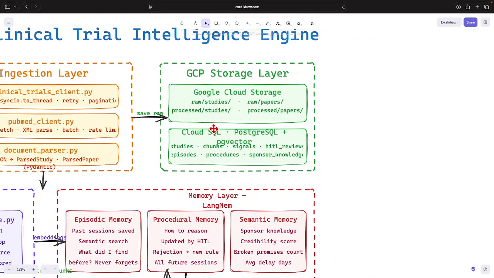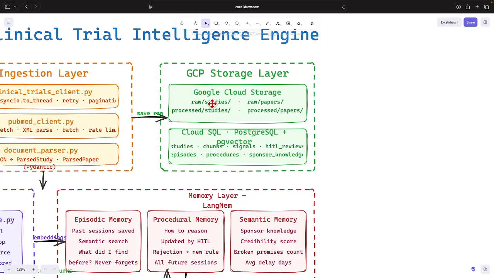Let's move right. We have the Google Cloud Platform storage layer, the GCP layer. Everything gets downloaded or saved immediately to Google Cloud before we do anything else with it. Why save the raw data first? If you look here: raw studies, raw papers, processed studies, processed papers. Why are we saving the raw data first? Because if our cleaning code has a bug, for example, we are writing the data cleaning code, and if the code has a bug, we don't want to lose out on the raw data.